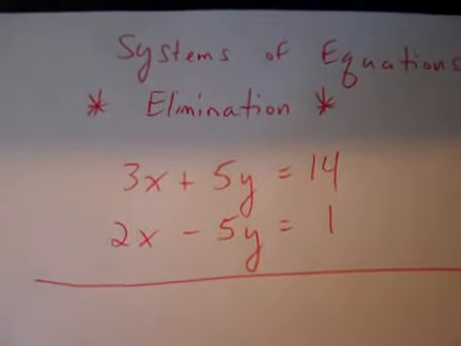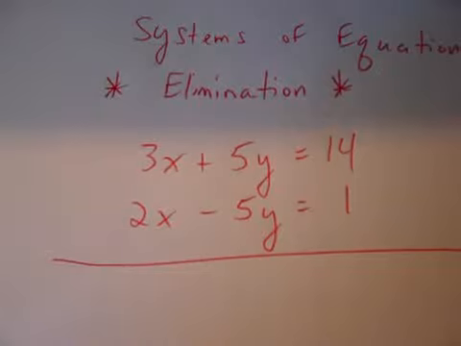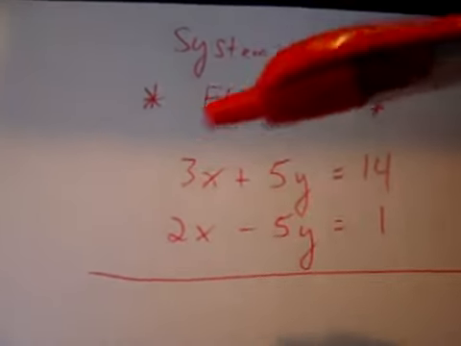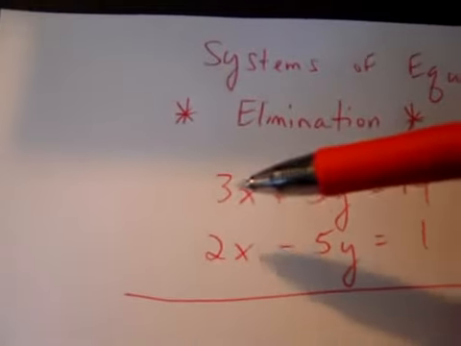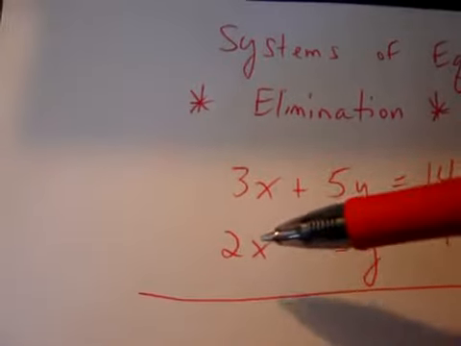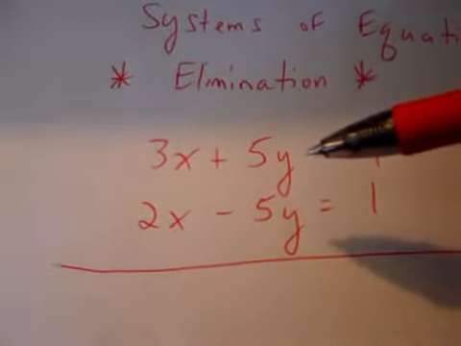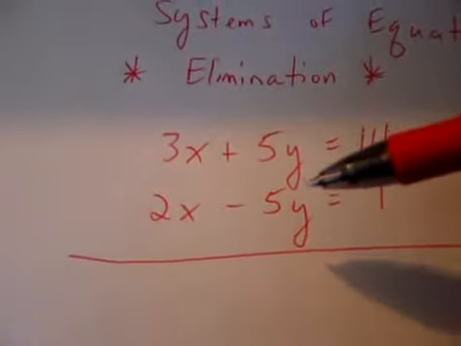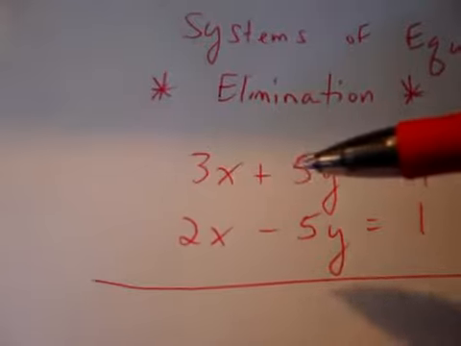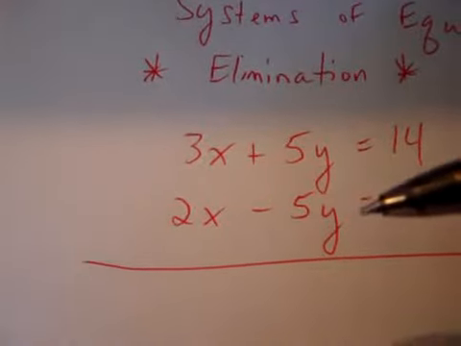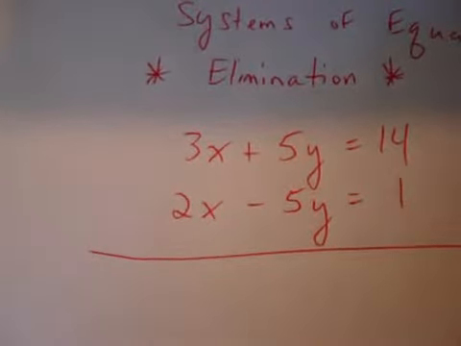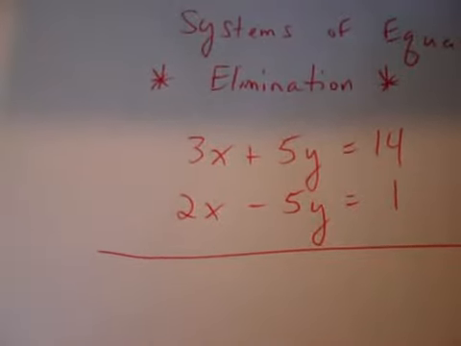The first thing, though, is to make sure that either the x terms or the y terms have the same coefficient. Upon inspection, we can see here that our x variables have a coefficient of 3 and 2 respectively. That's not going to help us right now. Now, over here, our y variables have coefficients of 5 in both equations. This is a plus 5, this is a minus 5. You can see that those are opposite numbers. Opposite numbers become 0 when you add. So therefore, this is just a simple addition.